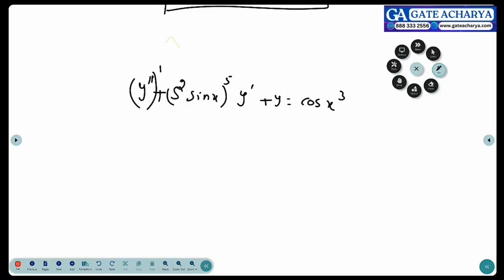Second order, linear, non-homogeneous, ordinary differential equation. That's the classification.